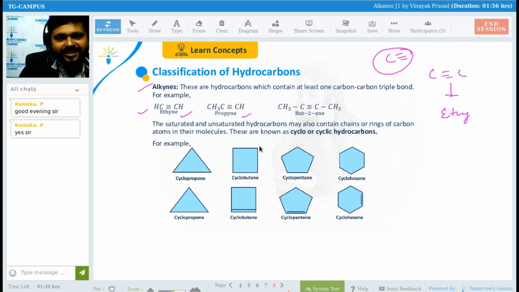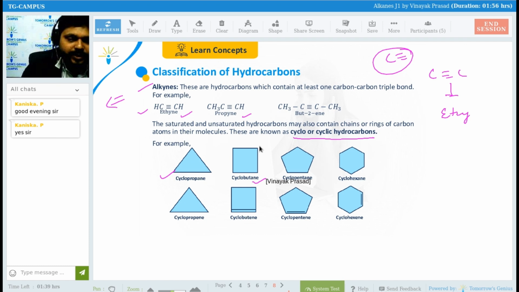So now the next compound is what? About the cyclo or cyclic hydrocarbons. We have seen these things in our previous chapter as well. Now the cyclic compounds we are going to learn, right guys? The saturated and unsaturated hydrocarbons may also contain chains or rings of carbon atoms in their molecules. These are known as cyclo or cyclic hydrocarbons. Is that okay?